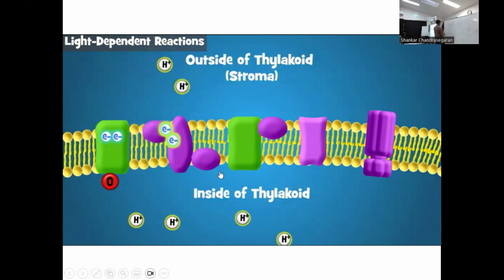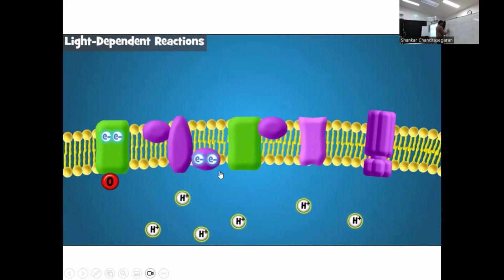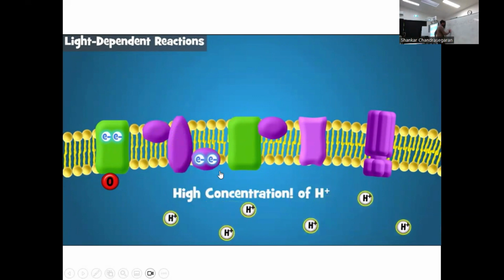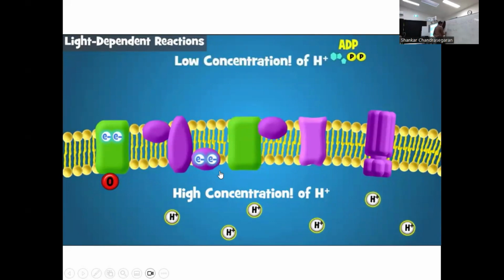As it does, the energy in the electrons is used to pump hydrogen ions, or protons, across the thylakoid membrane into the thylakoid. This creates a high concentration of hydrogen ions inside the thylakoid. These ions would be trapped inside the thylakoid, but a special enzyme called ATP synthase allows them to passively diffuse from high to low concentration.